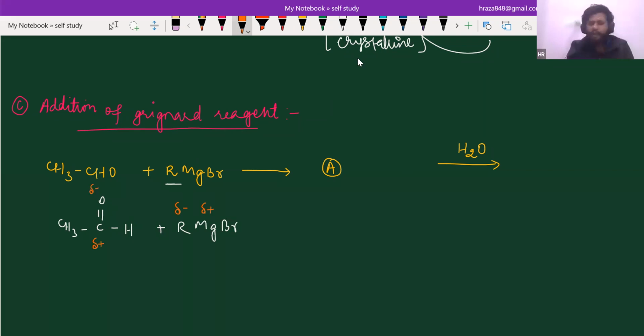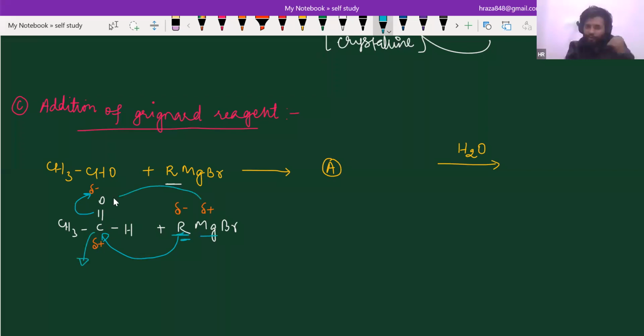Now what you need to do is just remember opposite charges attract each other. So this R will attack this, and you can see oxygen will withdraw electron from carbon. So oxygen will have a negative sign, and this carbon will have a positive sign because oxygen just took electron from carbon. So this alkyl group will attack this positive carbon, and the magnesium will go with oxygen. So what is the product A?